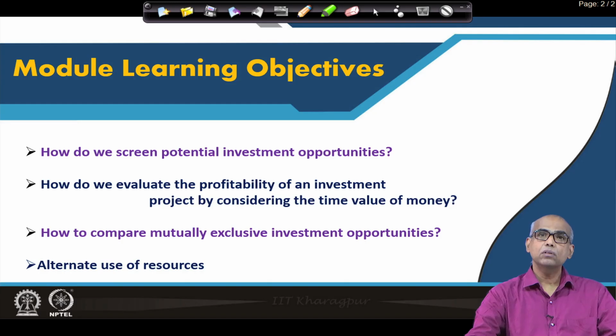After this module, you will be able to answer the following questions. How do you screen potential investment opportunities? How do you evaluate the profitability of an investment project by considering the time value of money? How to compare mutually exclusive investment opportunities? And what about alternate use of resources?